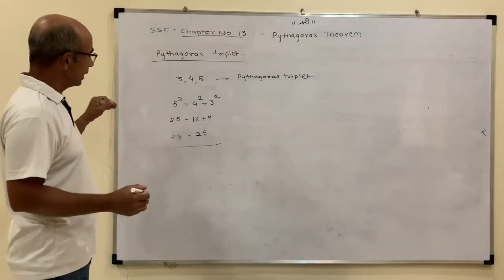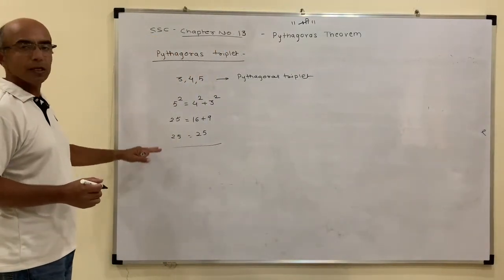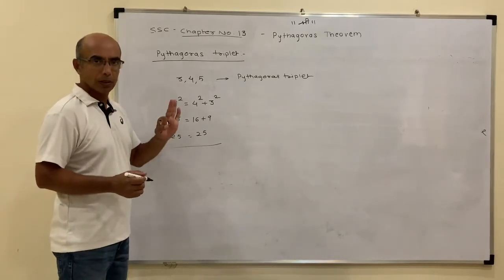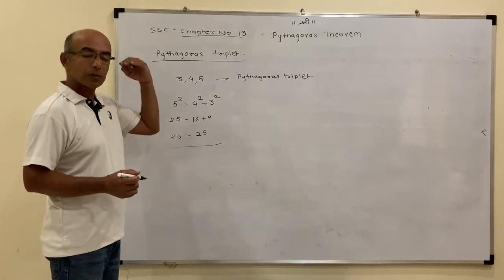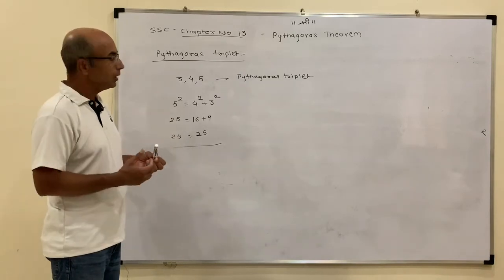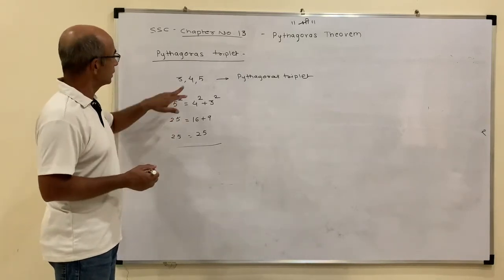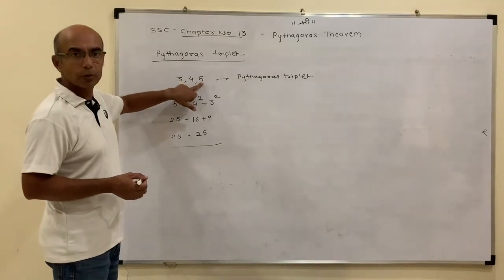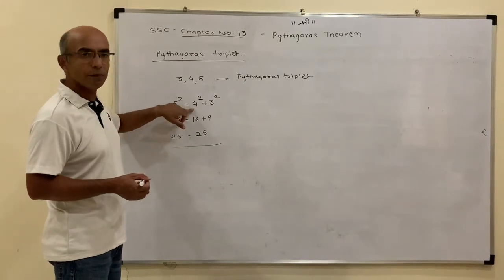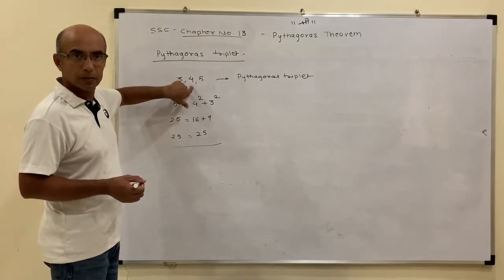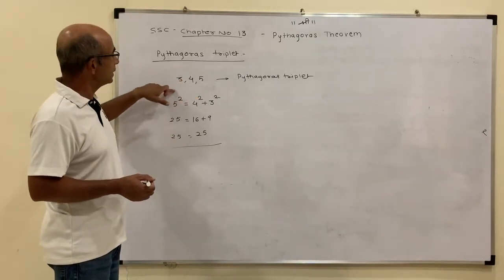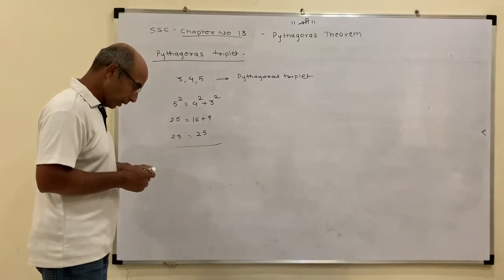But if this doesn't satisfy, then we say this is not a Pythagoras triplet. Triplet stands for the three numbers. And Pythagoras means the square of the hypotenuse is equal to the sum of squares of the two sides. So these are the two sides and this is the hypotenuse. So the square of the hypotenuse is equal to the sum of the squares of these two sides. We need to check whether this is true; then these three numbers are called a Pythagoras triplet.